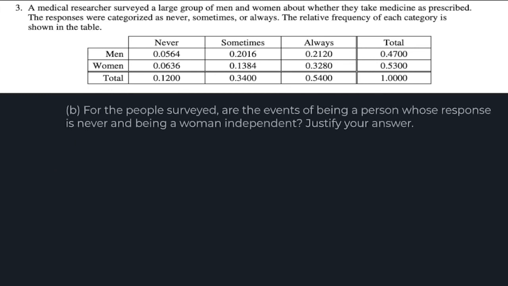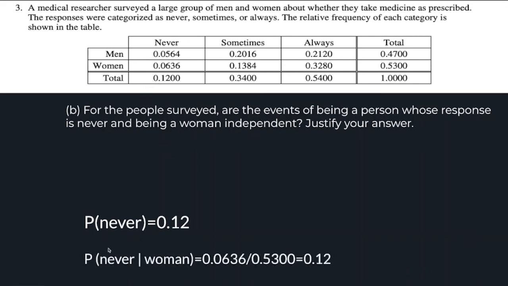Next question. For the people surveyed, are the events of being a person whose response is never and being a woman independent? Justify your answer. Taking a look here, we can see that the probability of someone never taking the medicine as prescribed is 0.12, as we can go down this column and line it up. Also, the probability that someone never takes it, given that they are a woman, is also 0.12. If we look at how we come up with that answer, we're doing what we did in the last problem, where we do 0.0636 divided by 0.53.